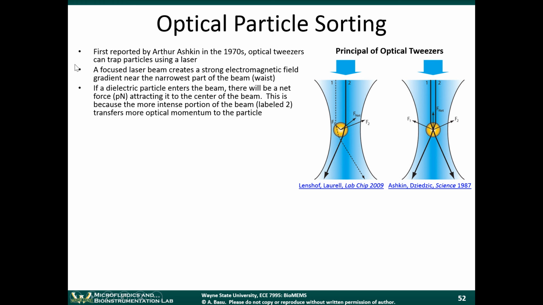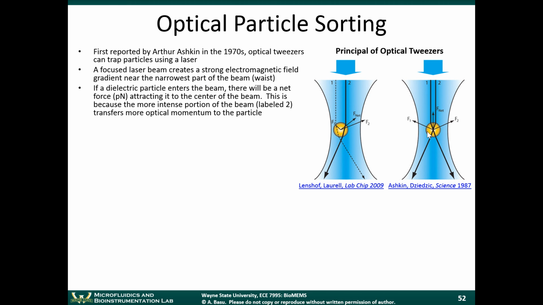If a dielectric particle enters the beam, there will be a net force attracting it to the center of the beam. This is because the more intense portion of the beam transfers more optical momentum to the particle. So let's say that the particle is aligned to the side of the beam. This second vector here is exerting more force, more optical momentum than this one is. And that results in a net force that pulls the particle towards the center of the beam. At this point, the forces are balanced. So once the particle is balanced, you can actually move that laser beam around and take the particle with it.